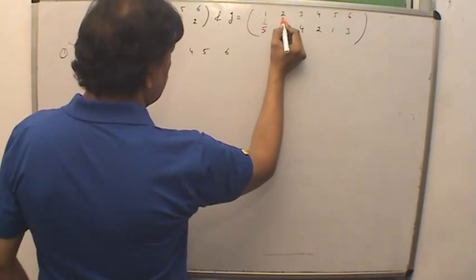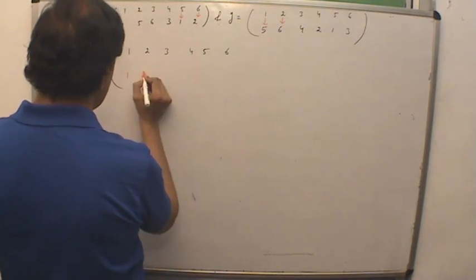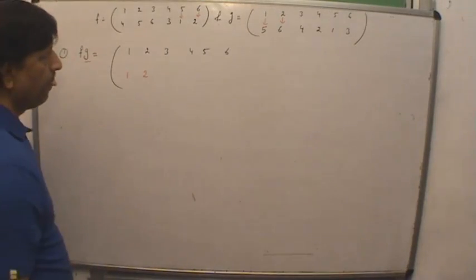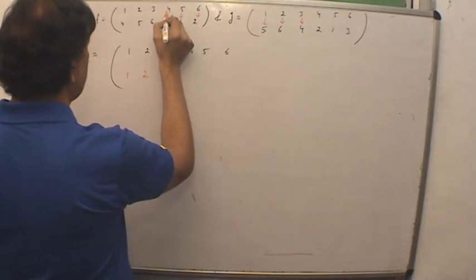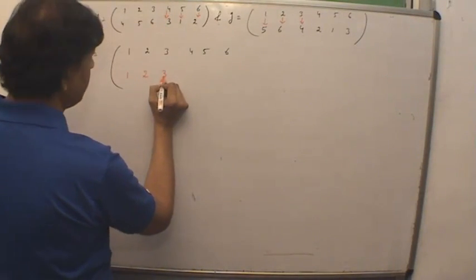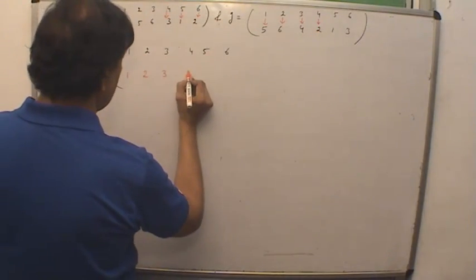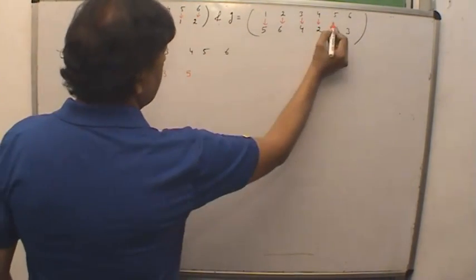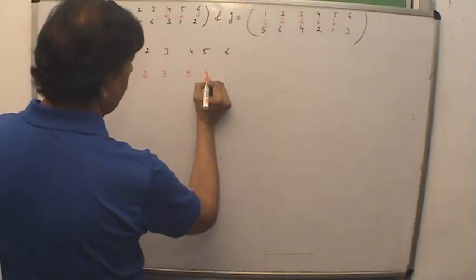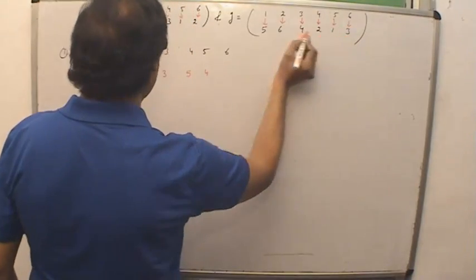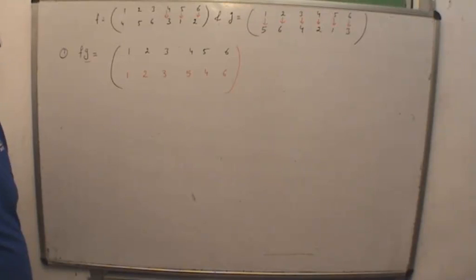In G, 2 has the image 6, and here 6 has the image 2. So we write 2. Here, the image of 3 is 4, and the image of 4 is again 3. The image of 4 is 2, and the image of 2 is 5. The image of 5 is 1, and 1 has the image 4. 6 has the image 3, and 3 has the image 6. It is F composition G.